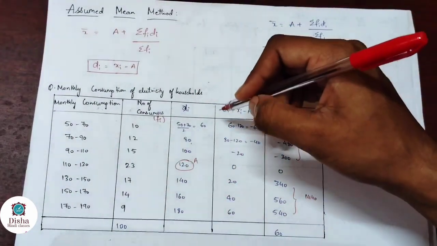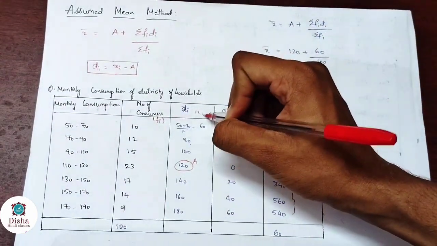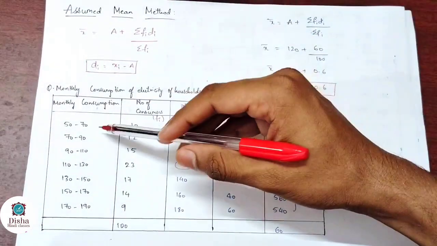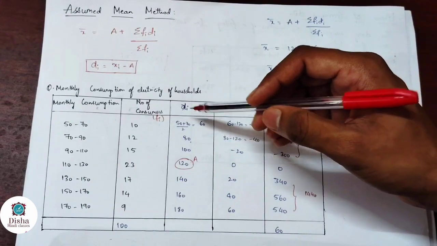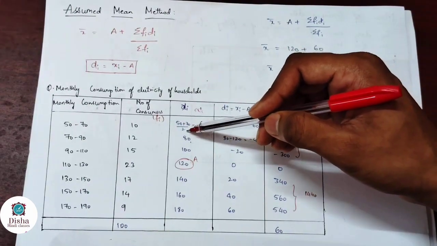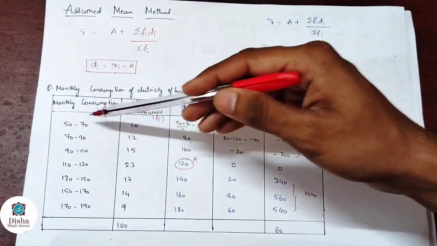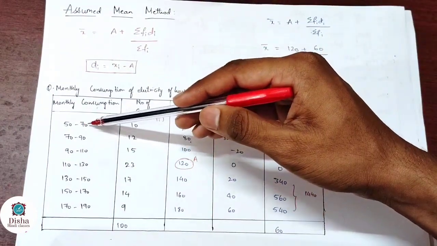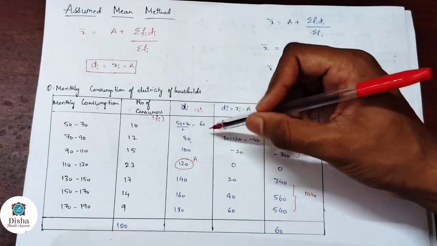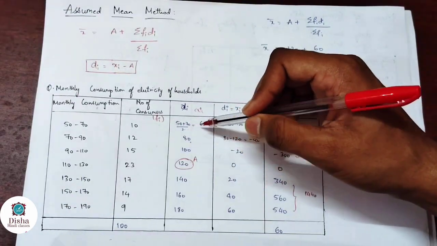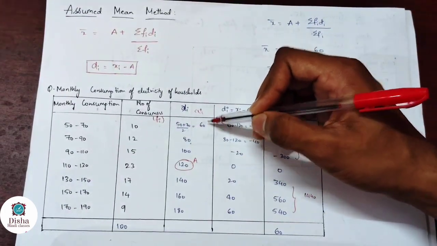So now we have to calculate the xi here. Xi, that is the mid value of the observations, right? So how would we calculate the mid value? 50 plus 70 divided by 2. Lower limit of the observation and upper limit divided by 2. So 50 plus 70 is 120, and 120 divided by 2 would be equal to 60.